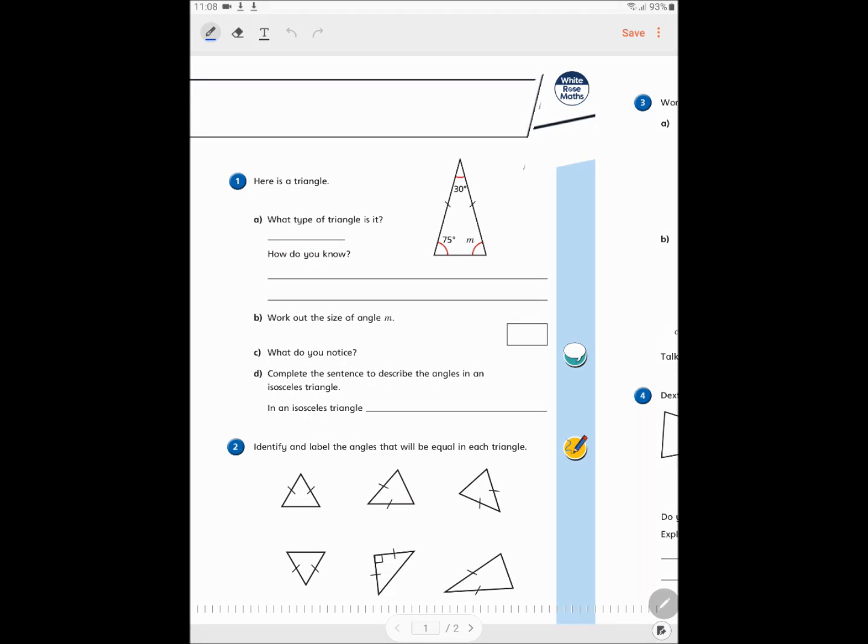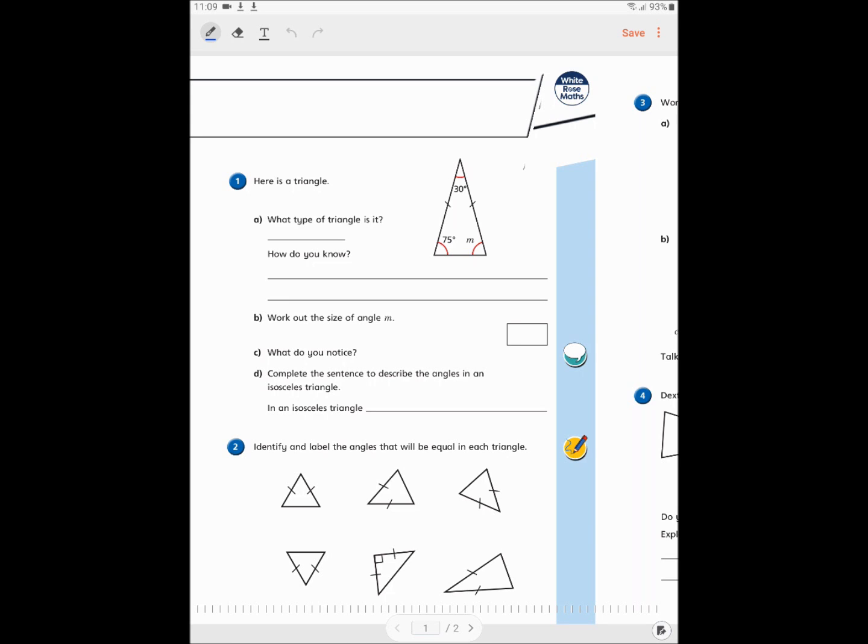Right, most of you did okay on this one. There were just a few questions that people found a little bit tricky. So there's a couple of points I want to go through just so you feel really confident when you're actually doing this. Now, question 1, loads of you said it's an isosceles triangle.